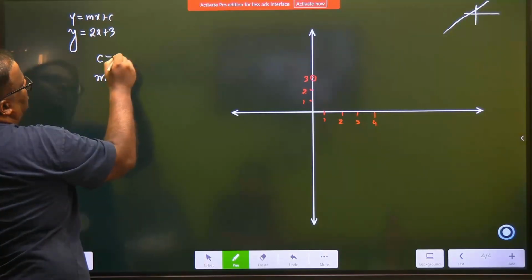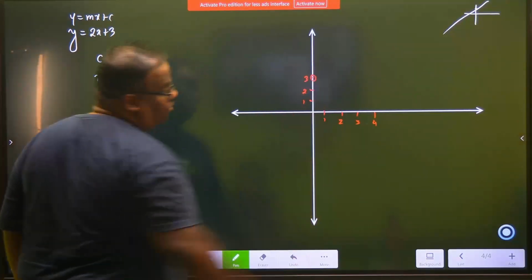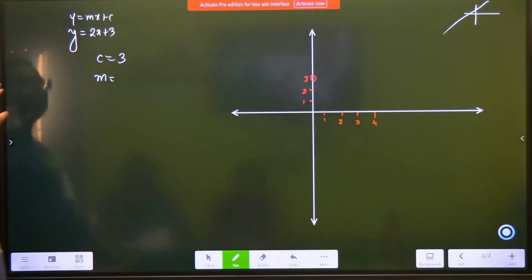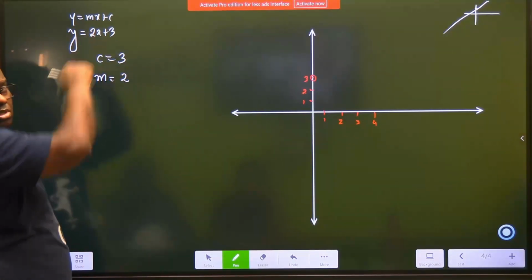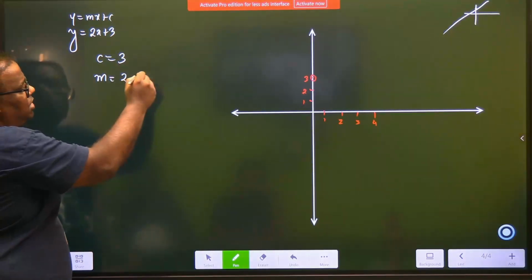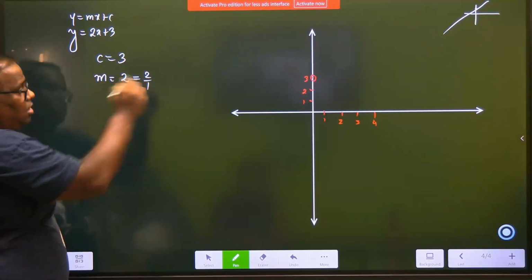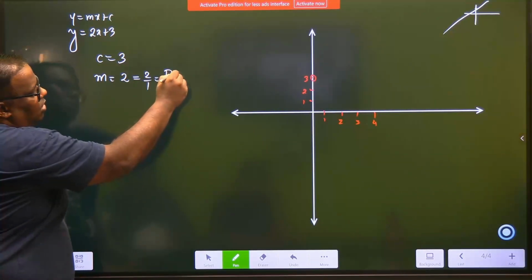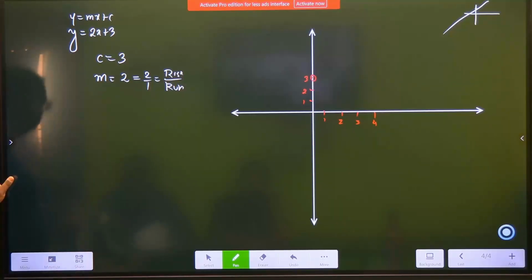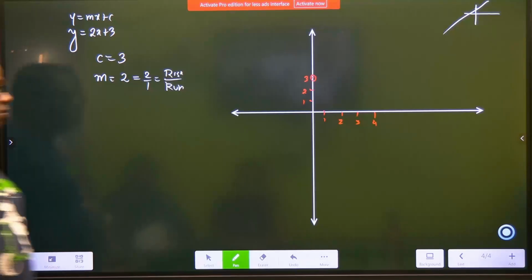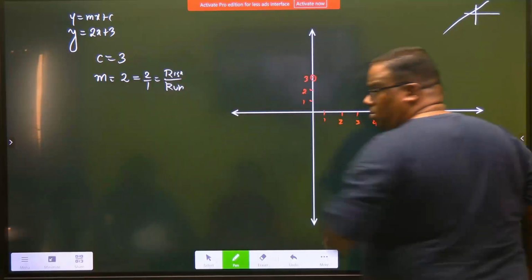We find that c is equal to 3. So we have already plotted (0, 3). What is the value of m? M is 2. Pay attention here. 2 means 2 by 1. 2 by 1 means rise over run. So how much is the value of rise? 2. What is the value of run? 1.